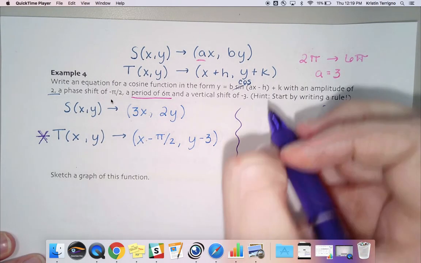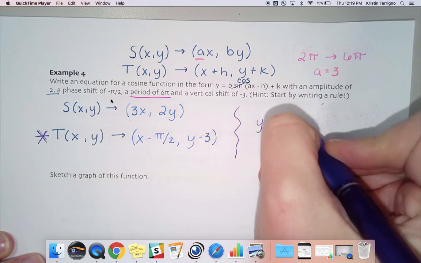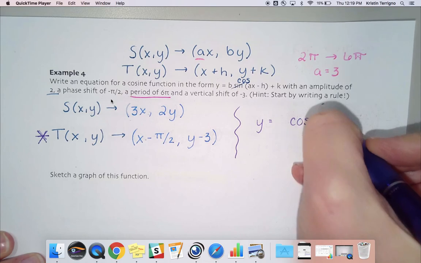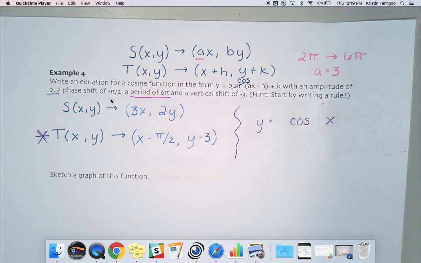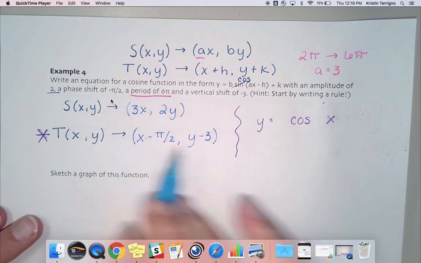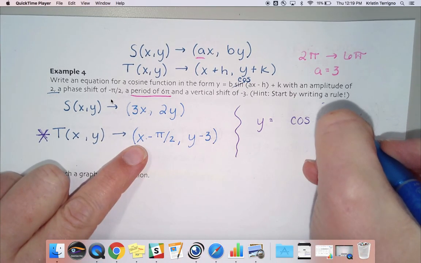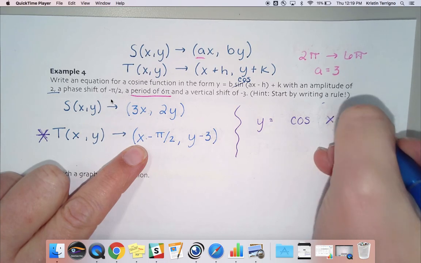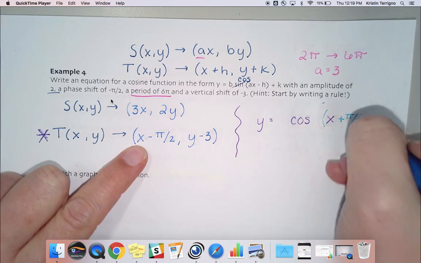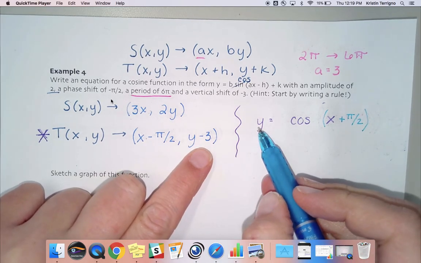Okay, so back to what I was saying here. My original function is going to be cosine of x, and I'm writing it all stretched out like that on purpose. I'm going to start with my translation rule, so the first thing I'm going to do is put in my pi over 2 and my minus 3. Remember, when they go into the equation, they go in the opposite of what you're seeing here, so this would become a plus pi over 2 in parentheses here. And then the minus 3 would go in over here with the y like a plus 3.